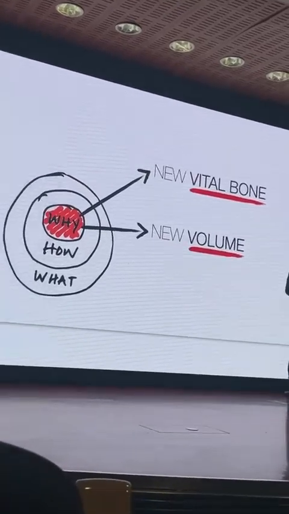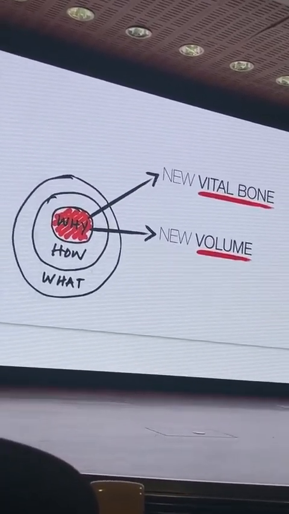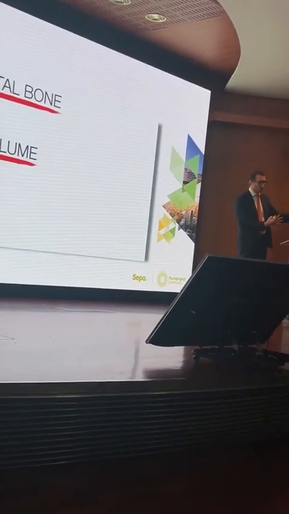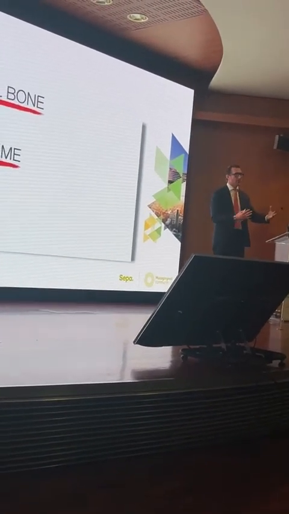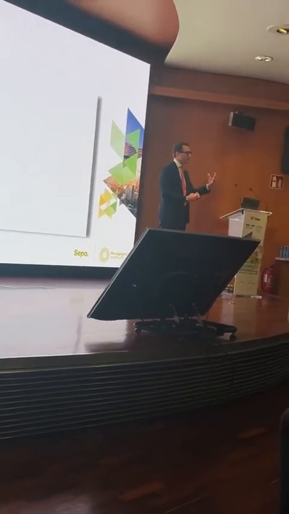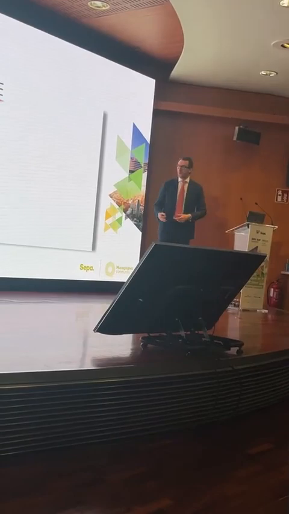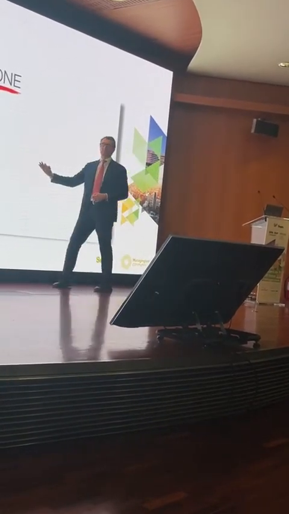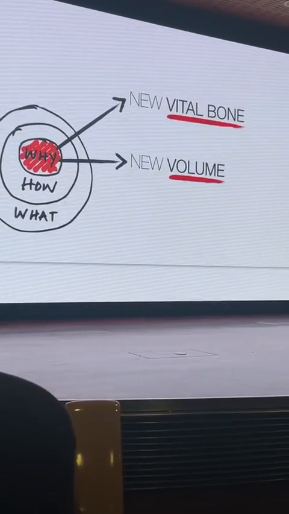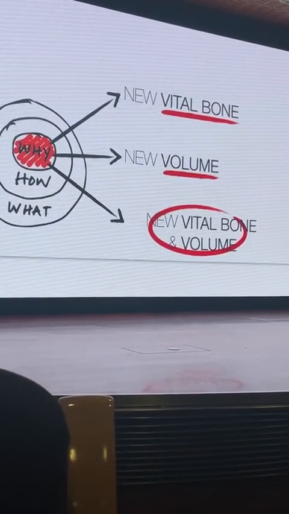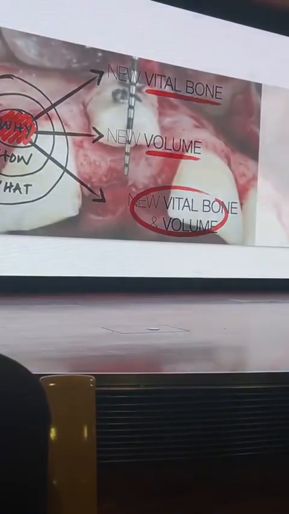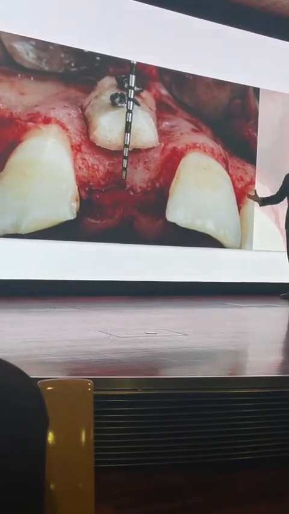If I want to have new volume, I must work with something that the body, in the physiologic renewal of the tissue, is not going to take away or reduce. Connective tissue is a very nice example of how to improve the volume and not lose it later on, or some bone substitute with a very slow or no resorption rate. And in some cases, I may need new vital bone and volume on both sides. So what is the meaning of an augmentation like this?